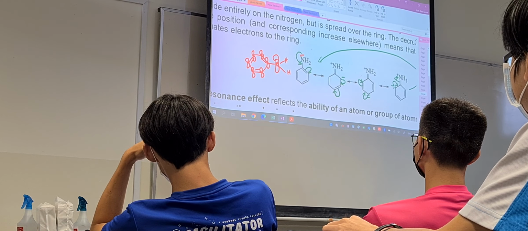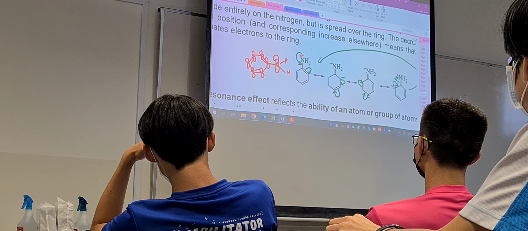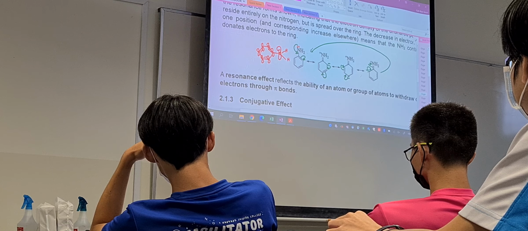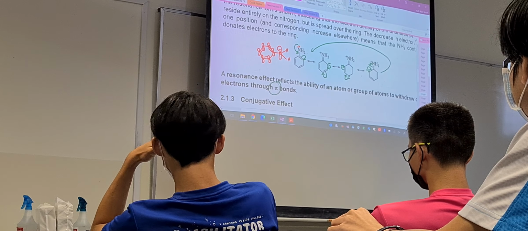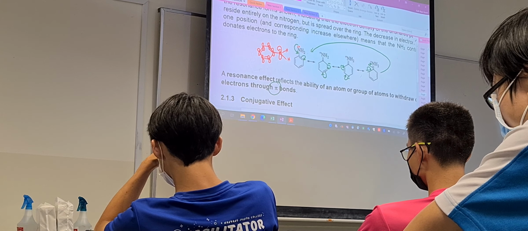Okay? So it's only when you have p orbitals that the electrons can delocalize. If not, you cannot delocalize. And they must be adjacent to each other. Okay? And it happens because, like what I said, of the pi bonding. And you should know pi bonding can only be formed when you have p orbitals. Right?